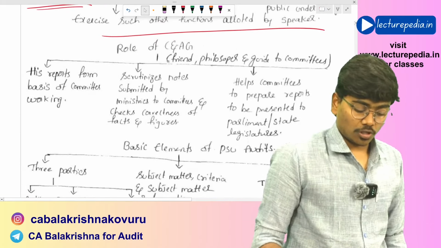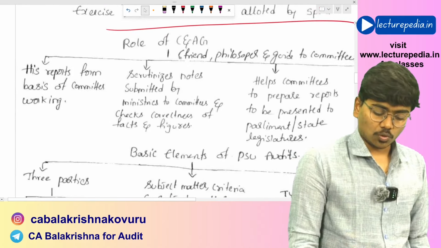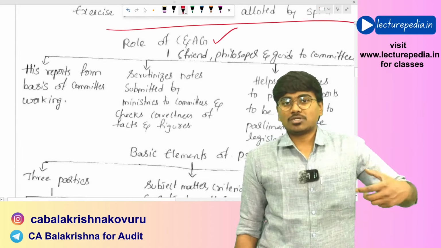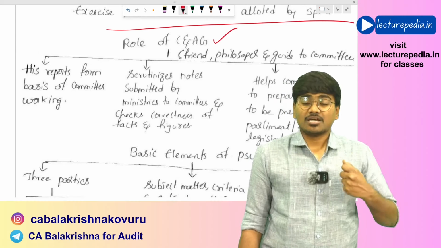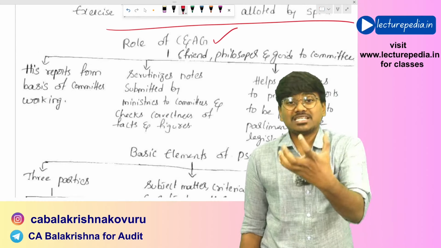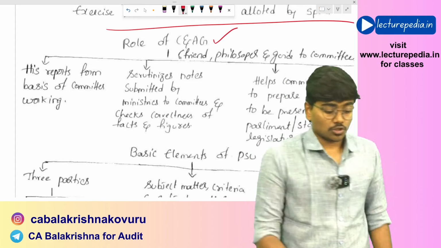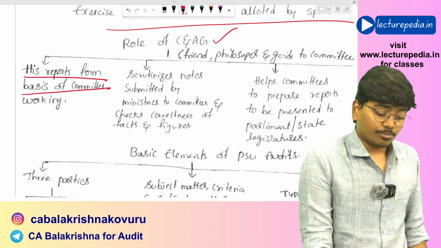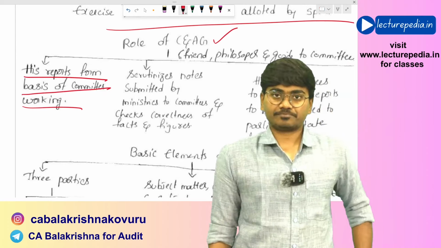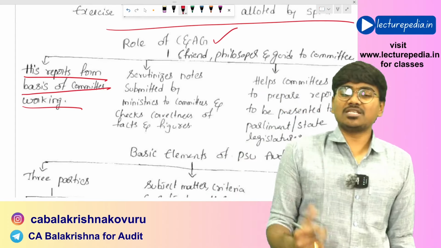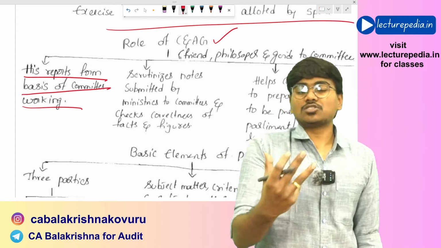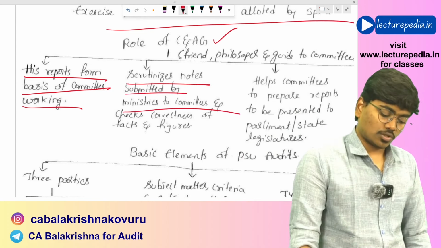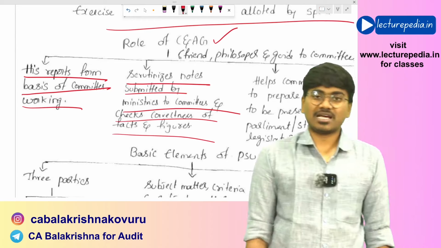Next, role of CAG. What role does CAG have? First of all, as I have already told you, the reports that CAG prepares will be submitted to the committees and the committees will work on these reports. So the CAG reports form the basis of the committees' workings. The committee will work based on the findings of these reports, and scrutinizes notes submitted by ministries to committees and checks the correctness of the facts and figures.